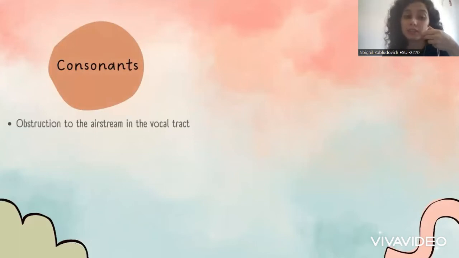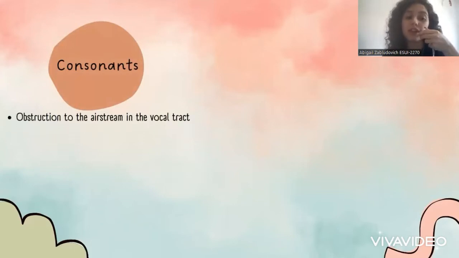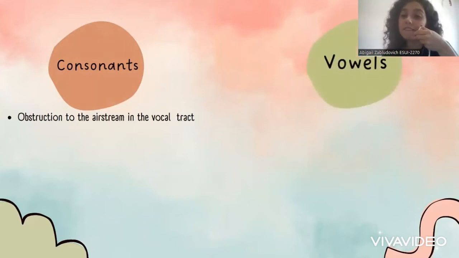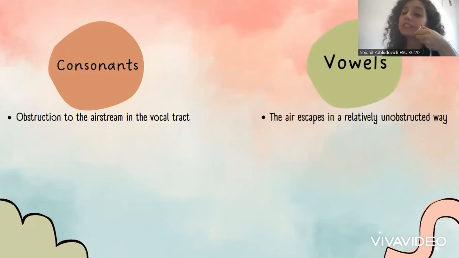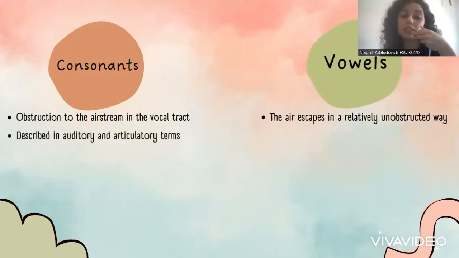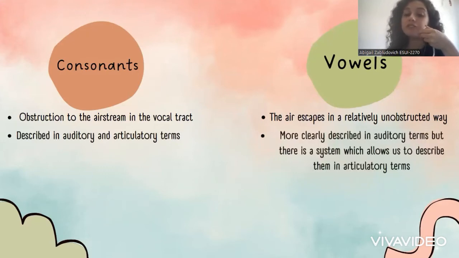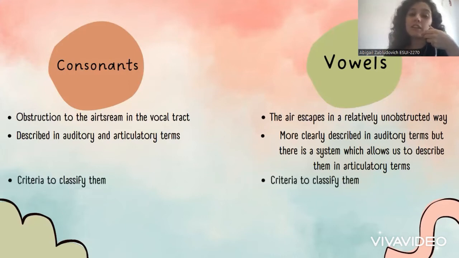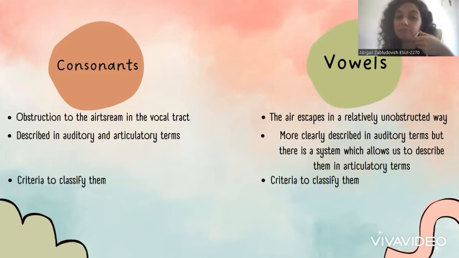As regards consonants, there is some kind of obstruction to the airstream in the vocal tract during their production. But in vowels, the air escapes in a relatively unobstructed way through the mouth or nose. Consonants can be described in auditory and articulatory terms. However, vowels are more clearly described in auditory terms, but there is a system which allows us to describe them in articulatory terms. Finally, they also differ in the criteria used to classify them.